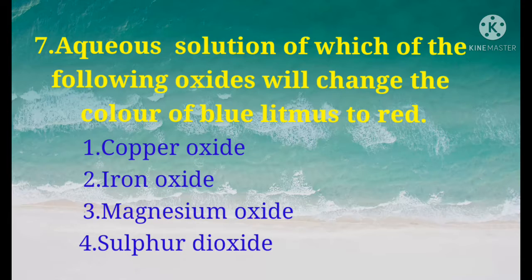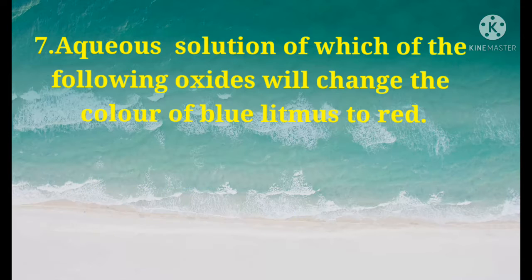Aqueous solution of which of the following oxides will change the color of blue litmus to red? Number 1, copper oxide. Number 2, iron oxide. Number 3, magnesium oxide. Number 4, sulfur dioxide. Oxides of nonmetals change blue litmus red. In the given list, sulfur dioxide is a nonmetal oxide. Aqueous solution of sulfur dioxide gives sulfurous acid. Being an acid, it will change the color of blue litmus to red. So the answer is sulfur dioxide.